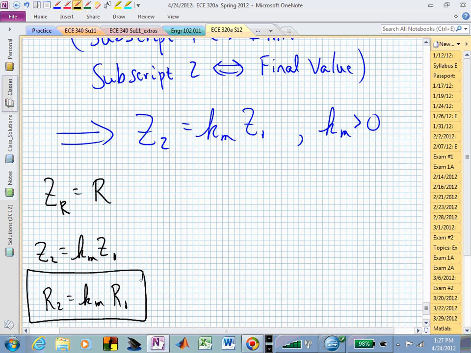if somebody says, oh, I want you to scale the impedance by a factor of 1,000, and if R1 was 1 to begin with, now you're going to end up with your scaled resistor being a 1K resistor. Is that making sense? What about the inductor?